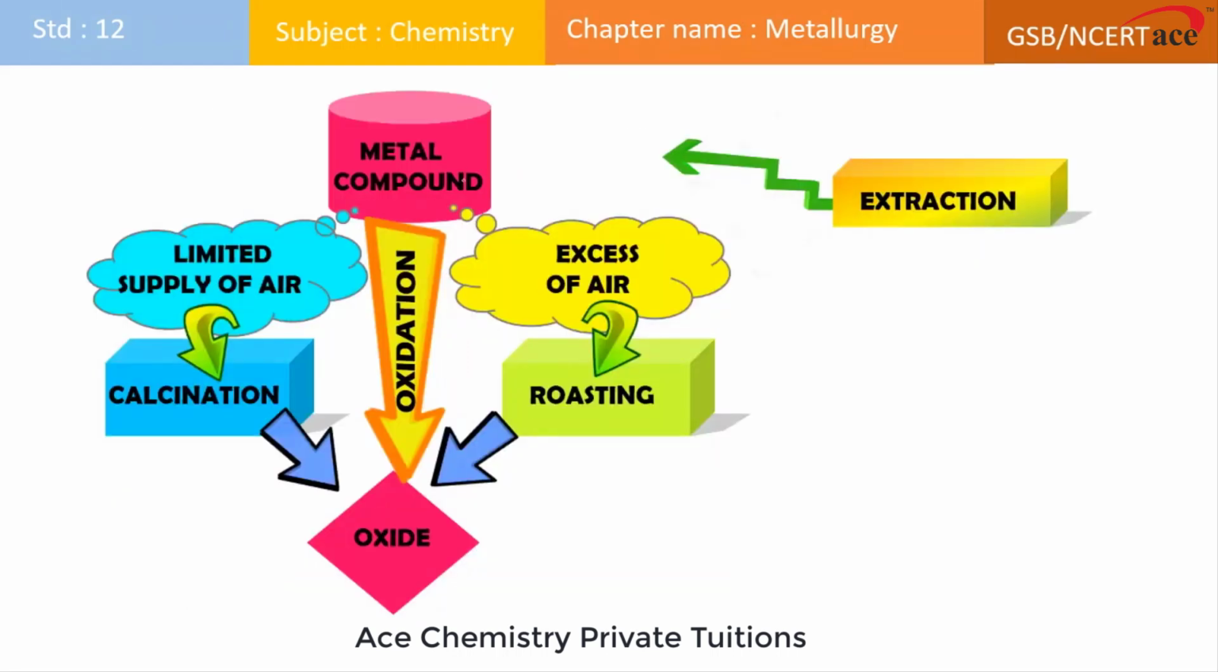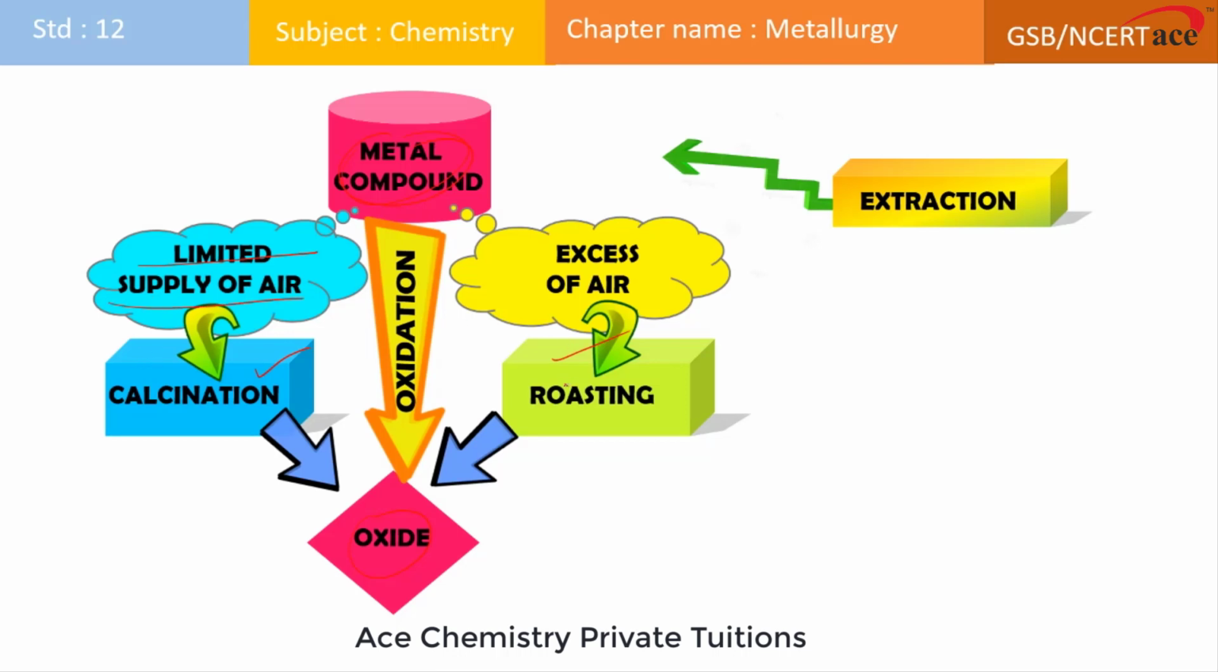Since in extraction we convert the metal compound to metal oxide, this can be achieved in two steps. One is what? Calcination, and one is what? Roasting. Just now we have done calcination, where we converted the metal compound to metal oxide by heating this metal compound in a limited supply of air.